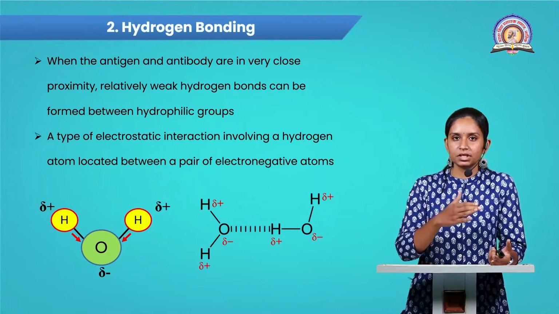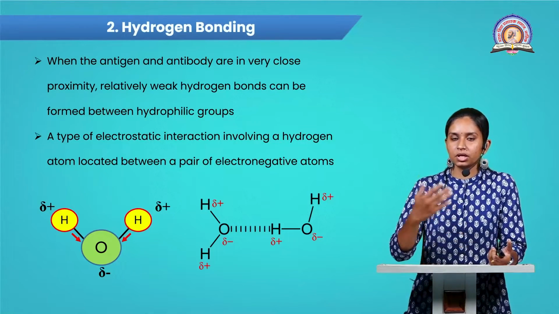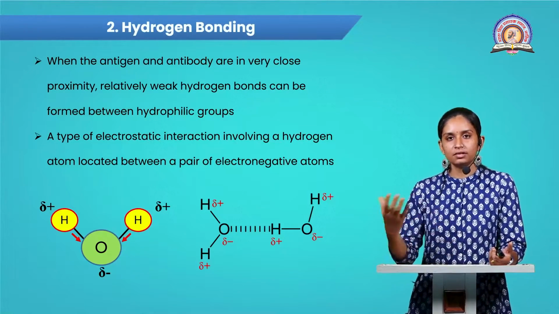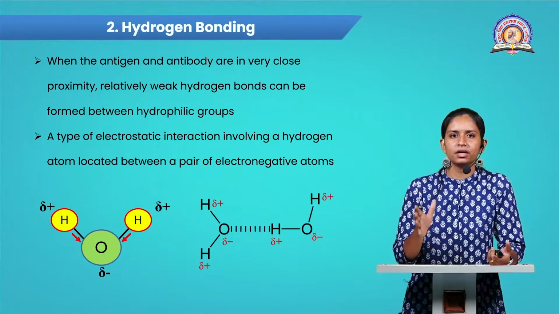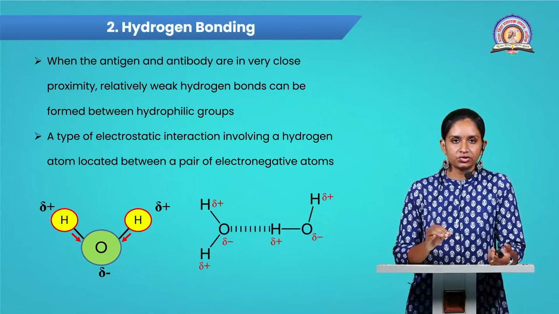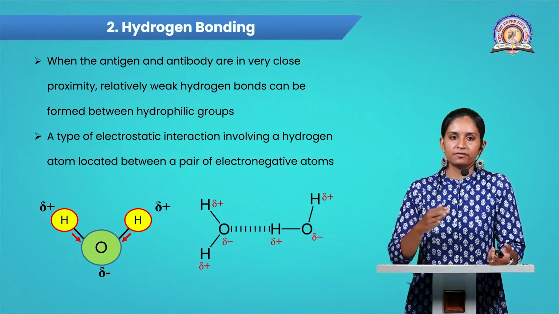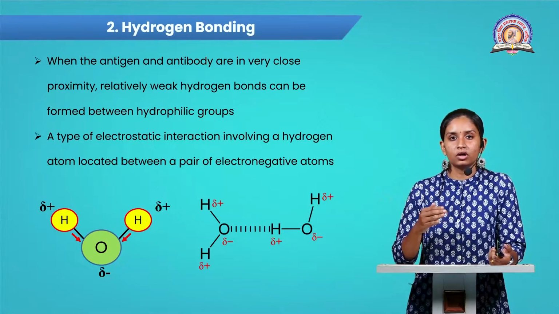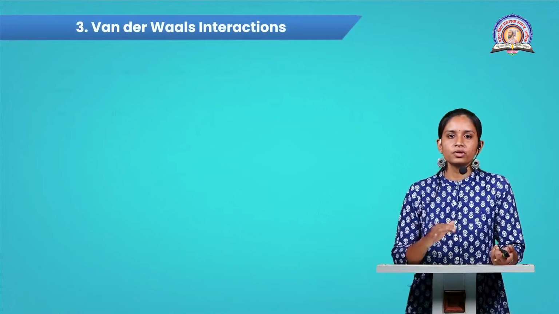So the same principle of the electrostatic bond will apply here also. Due to the partial opposite charges which are present, these atoms will get attracted to each other. So it is basically a type of electrostatic interaction that involves a hydrogen atom which is located between a pair of electronegative atoms. Then the third type of interaction is Van der Waals interaction.